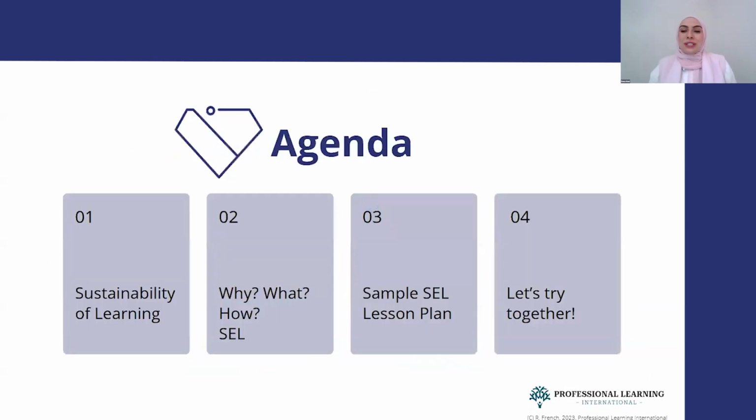In today's session, we're going to be talking about sustainability of learning, what really makes learning sustainable, the what, why, and how about social emotional learning. I'm going to be sharing with you a sample social emotional learning lesson plan and how we implemented it in school. And last but not least, we're going to try out together how to apply teaching social emotional learning conceptually in our contexts. I'm very excited for today's session. I hope you are as well.